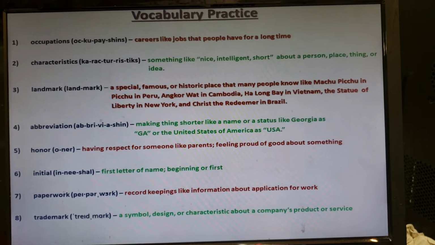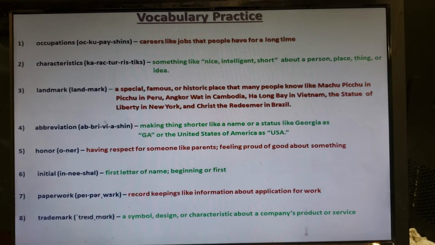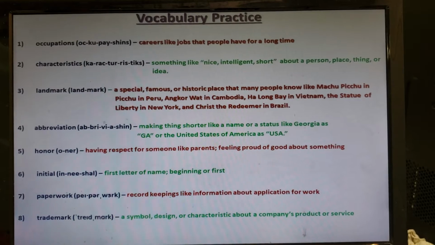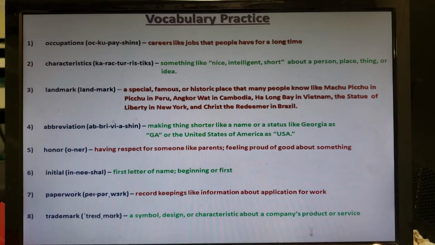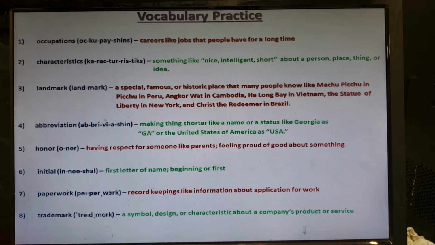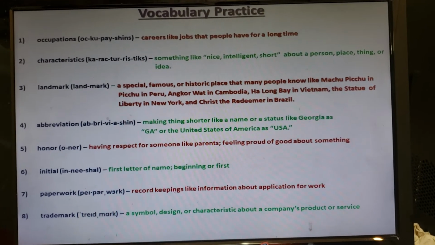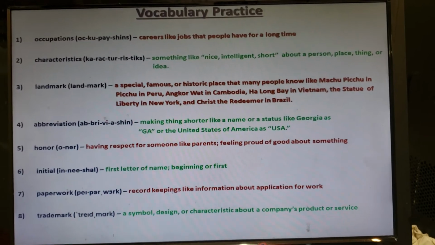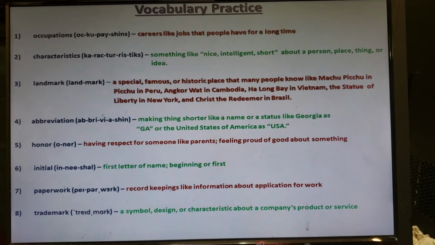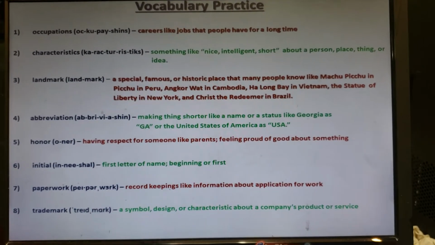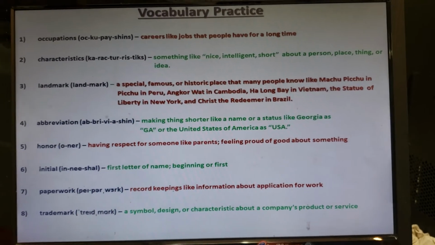Landmark. A landmark is a special place, a place that people know very well. When people travel and they don't know a place, they ask, where is the Coca-Cola? Where is Vĩnh Hà Long? Where is the Christ the Redeemer? They ask for a famous place so they can understand how to go around and find directions. So this is a landmark. Every country, every city has famous landmarks that people know.